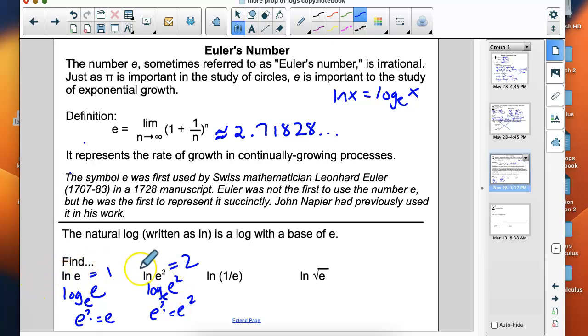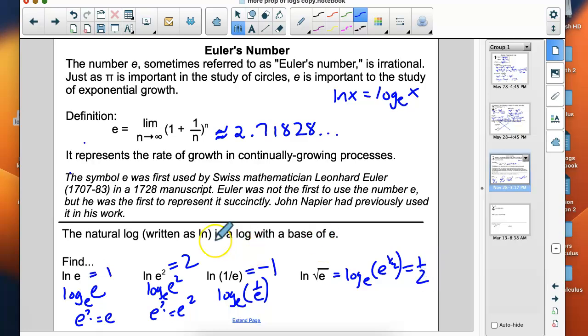So when you see this ln, it's really just saying log with a base of e. This is saying log with a base of e of 1 over e. The power of e that equals 1 over e, that would be the negative first power, because e to the negative first would give you 1 over e. And for this one, remember square root is the 1/2 power, so the power of e that gives you e to the 1/2 is the 1/2 power. So these actually come out fairly nicely just because they use the number e in them.